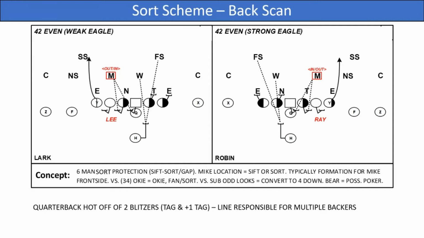If the tag drops, then we're going to get an out call. And that out call is telling the tackle, if the defensive end comes inside you, you bypass and you look for that nickel Sam. If the nickel Sam's not coming, then you squeeze back in.